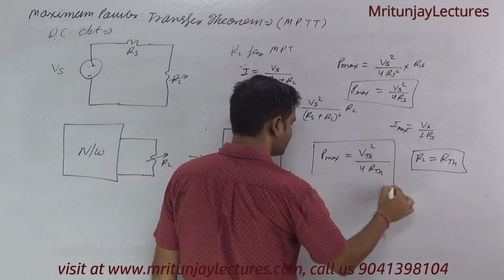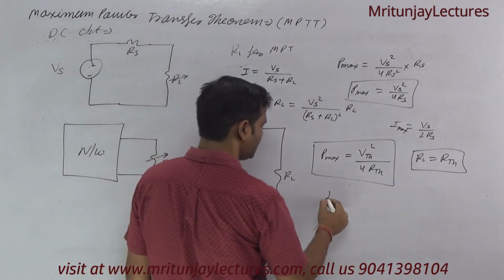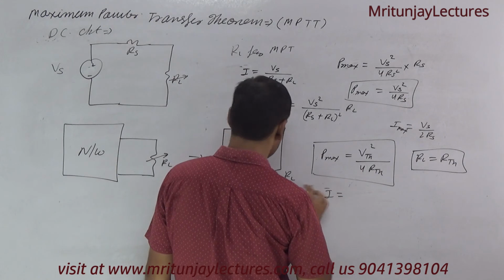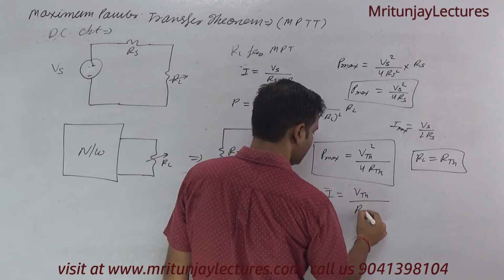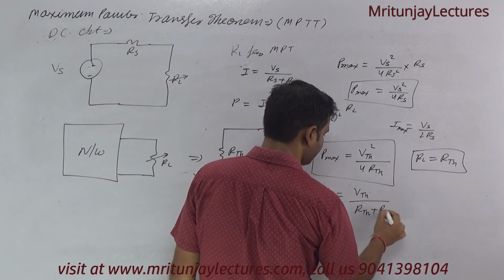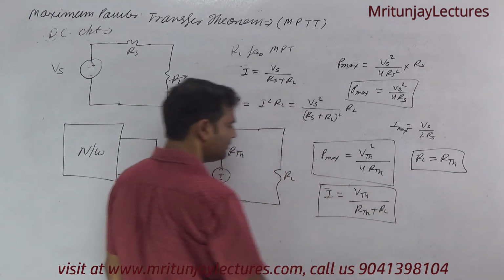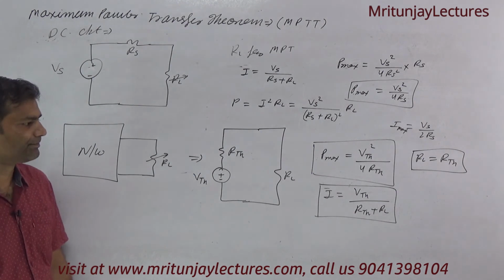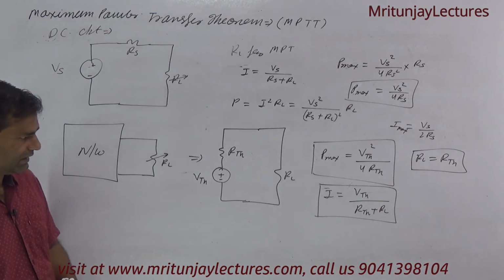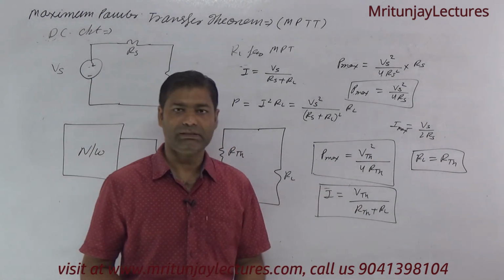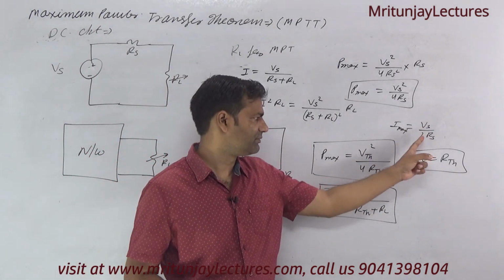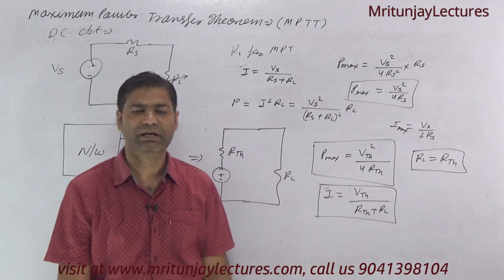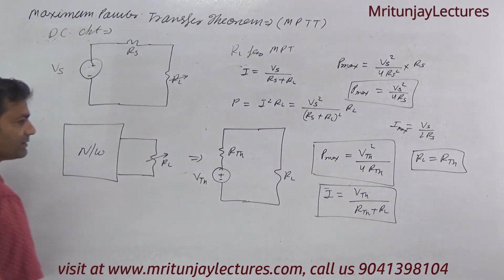So that is the maximum power. What about current? Current is VTH divided by (RTH plus RL). Clear or not? And where RL is RTH, the same Imax equals VTH divided by 2 times RTH. Clear or not?